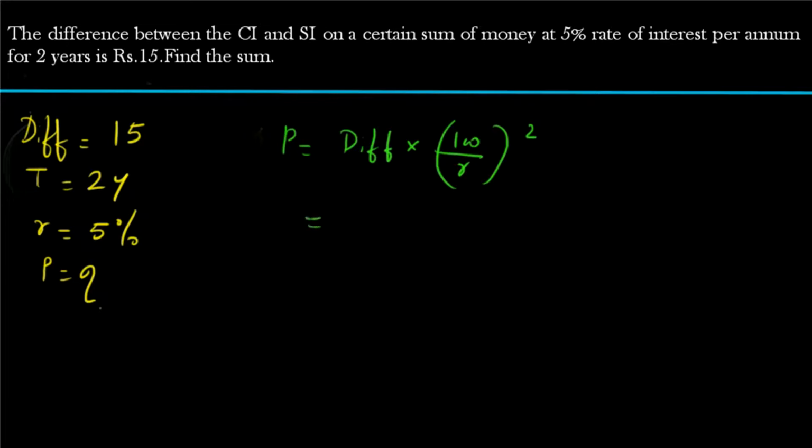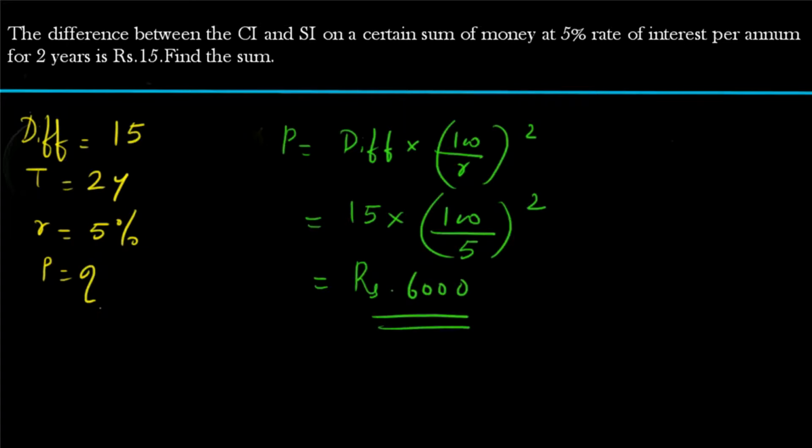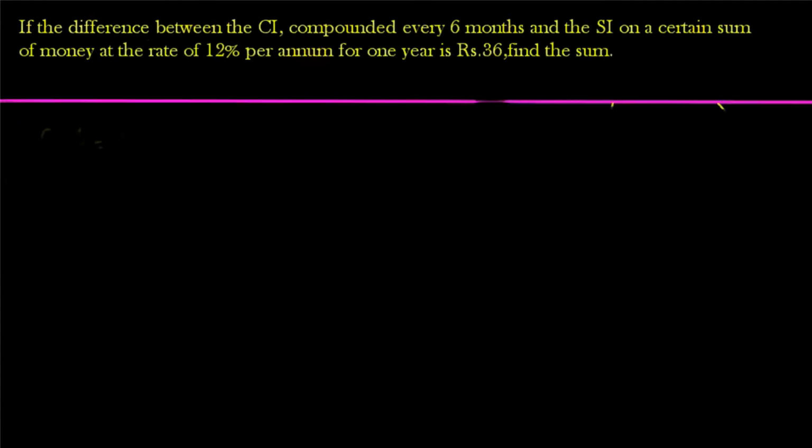So principal will be equal to the difference. Difference is 15. So 15 into 100 divided by 5, the whole square. So 100 by 5 is 20. 20 the whole square is equal to 400. So 15 into 400 is equal to Rs 6,000. So within seconds you will be getting the answer. And this formula is applicable when time is equal to 2 years. Now question number 3.